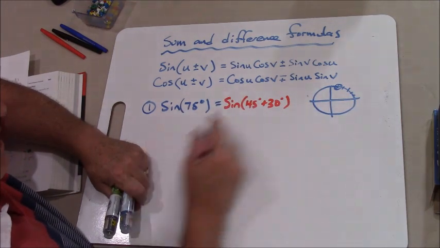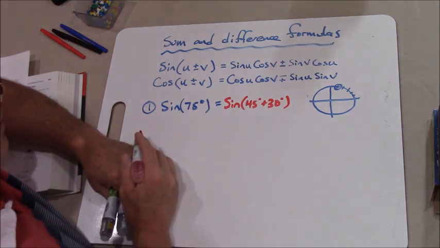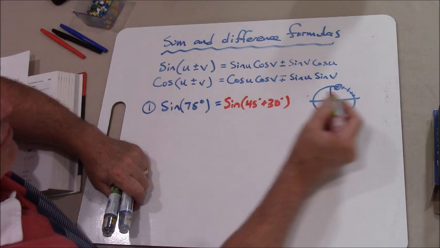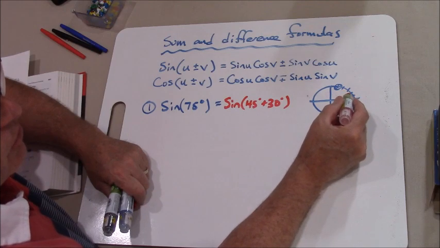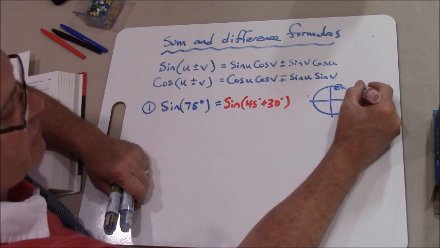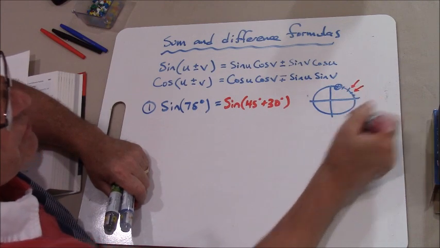That's the key. I need to know something about these two tick marks. If I had said 50 plus 25, well, that's not really helpful because I don't know anything about 50 degrees or 25 degrees. I do know something about 45 and 30. That's these two tick marks.